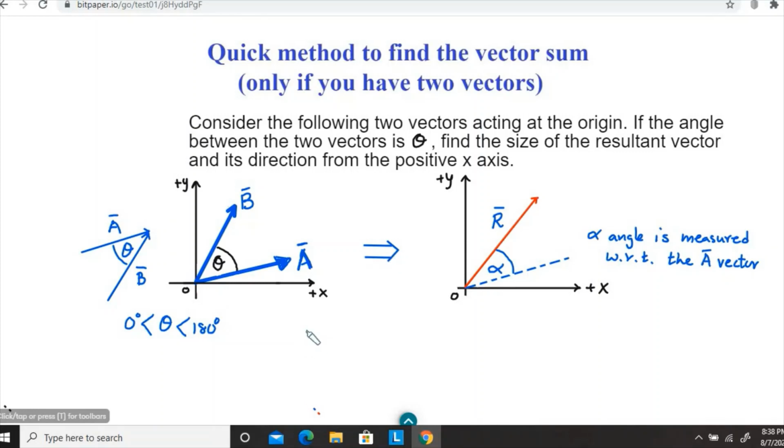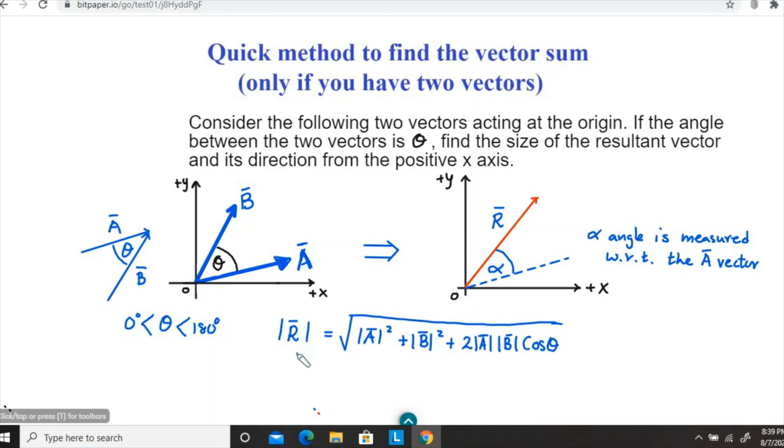So now these are the equations that you can use. The magnitude of the resultant vector is given as the square root of the A vector squared plus the B vector squared plus 2 times the magnitude of the A vector multiplied by the magnitude of the B vector and multiplied by the cosine of the angle between the A vector and the B vector. So this is how you get the magnitude of the resultant.